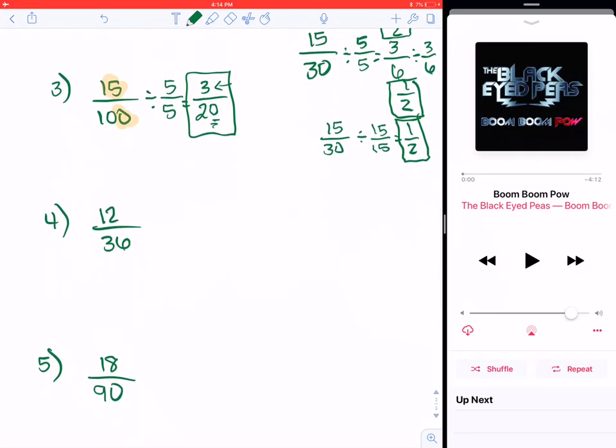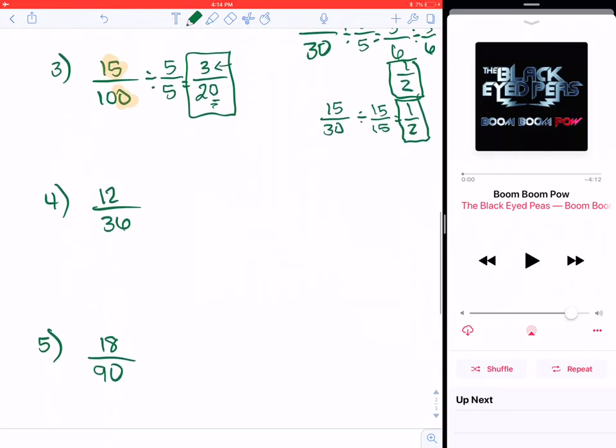Last two. Here we go. All right, 12/36. For this one, I want you to practice adding your digits. So I have 1 plus 2 is 3, and 3 plus 6 is 9. So what I notice is both of these are multiples of 3. Therefore, I'm going to divide my fraction by 3. 12 divided by 3 is 4. 36 divided by 3 is 12.